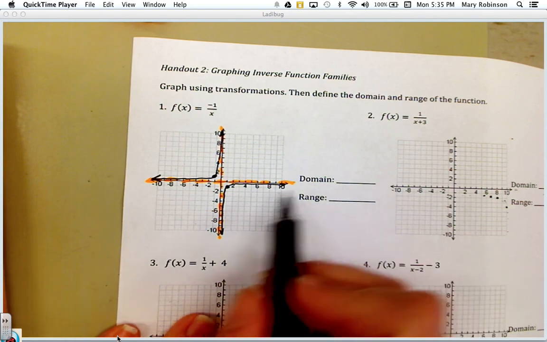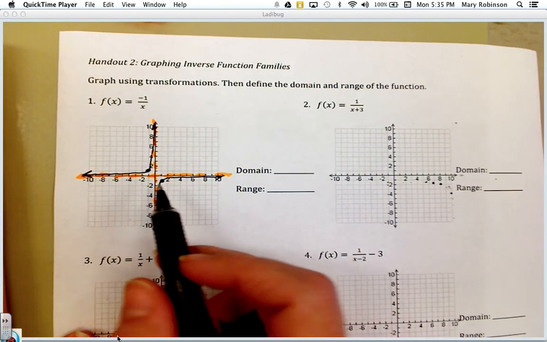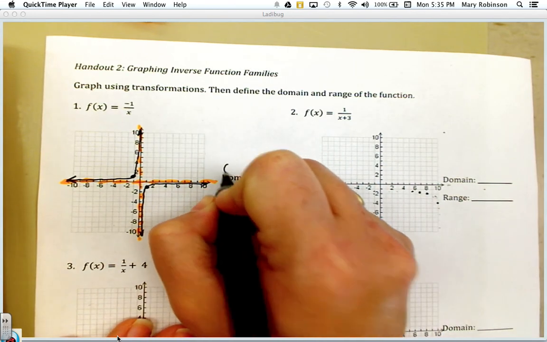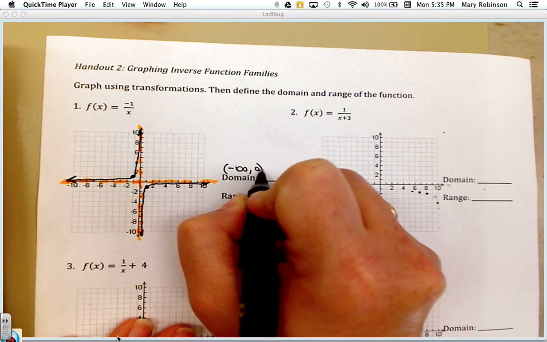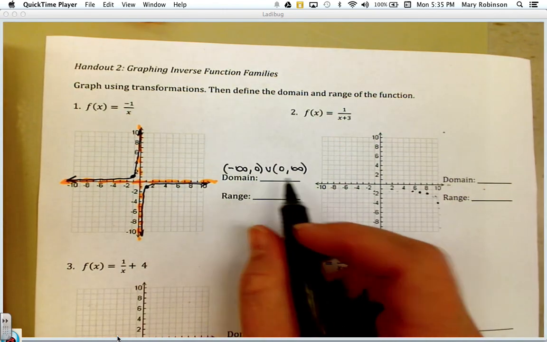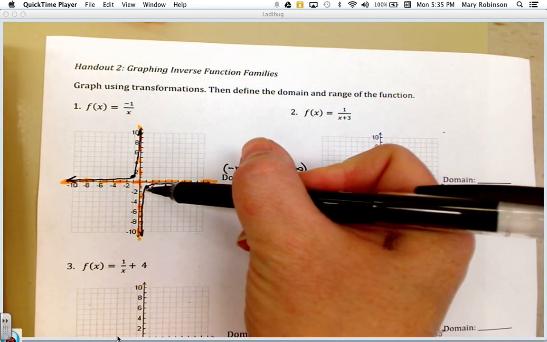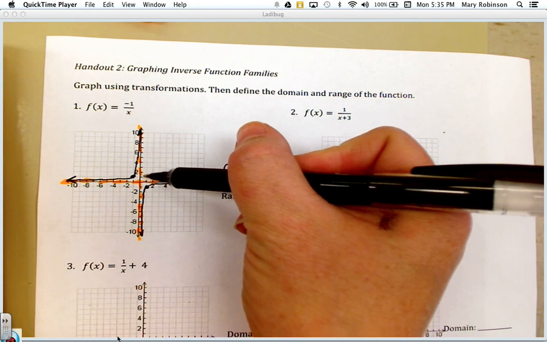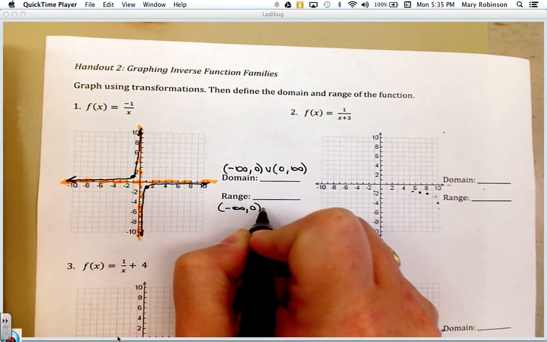Your domain goes left and right forever, skipping over 0, so similar to 1 over x. Our domain, I'm going to write it above since it's going to be a little longer, is negative infinity to 0, union 0 to infinity. And I should say 0 exclusive. Our range, in the same order, is from negative infinity up to, but skipping over 0, starting back over it after 0 and going on to infinity, so it'll look the same.